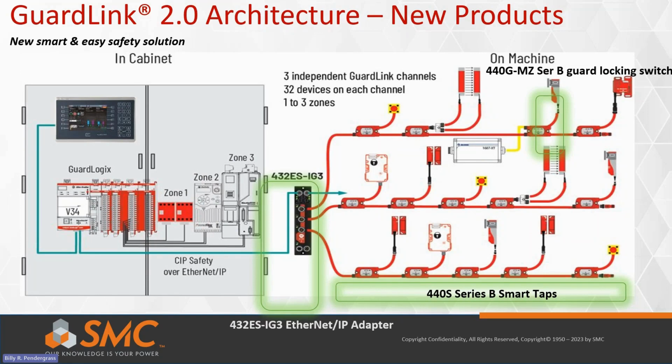With the newest release of GuardLink 2.0, we now have the ability to use up to 3 zones or 3 independent channels using smart taps and on-machine mounting. Now we don't have to run the safety system all the way back to the control panel, only the power and Ethernet from the 432ES IG3 Ethernet adapter. All of this is certified to IP69K, so there's no worry of water or particle ingress.